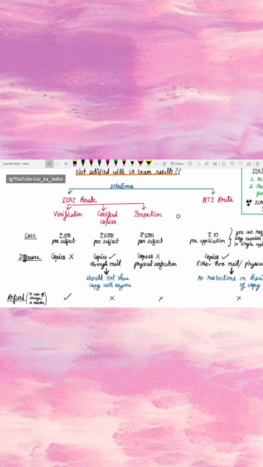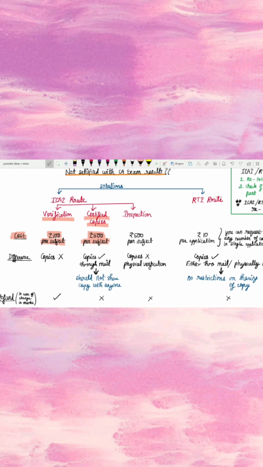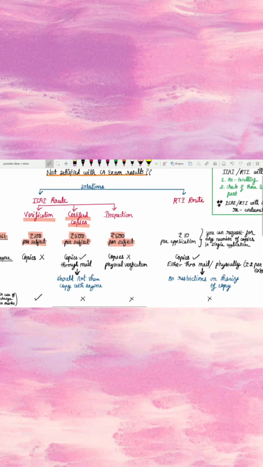The first difference is related to cost. For verification, for each copy of an answer sheet, per subject, they will charge you 100 rupees. For certified copies, they charge 500 rupees per subject, because in this they also issue you the answer sheet. Inspection also costs 500 rupees per subject. So these are the three options under the ICAI route. And for RTI, it is 10 rupees per application.